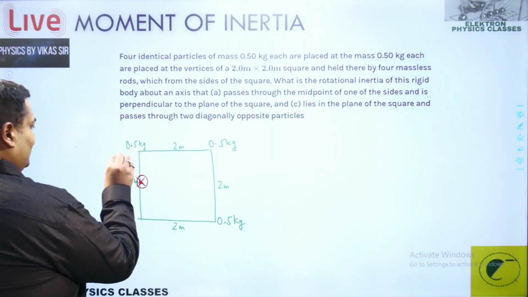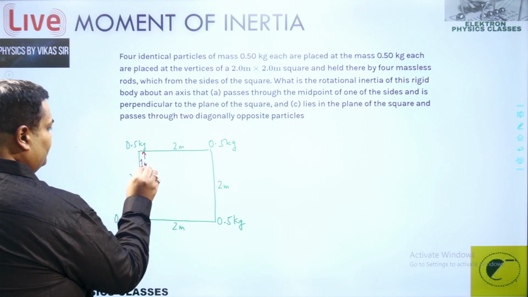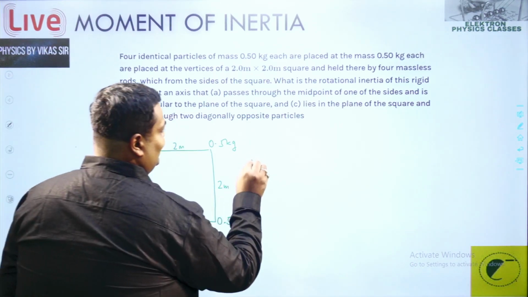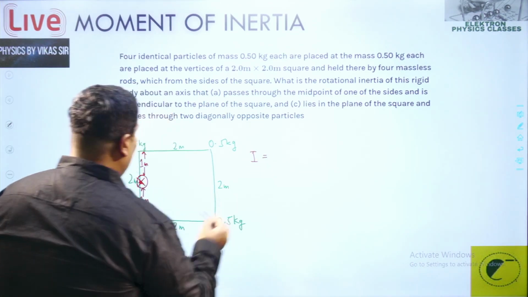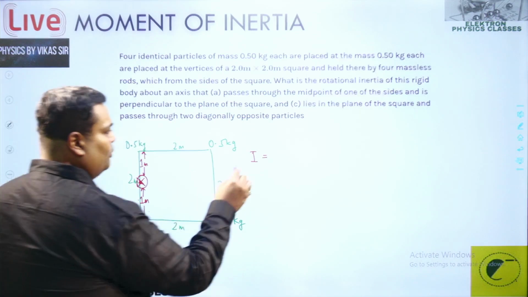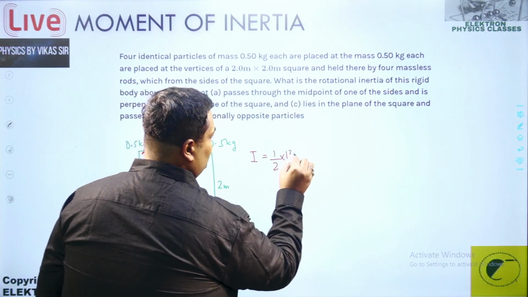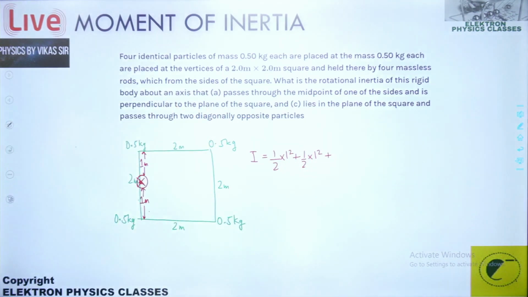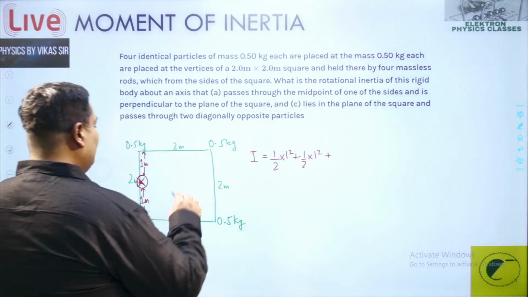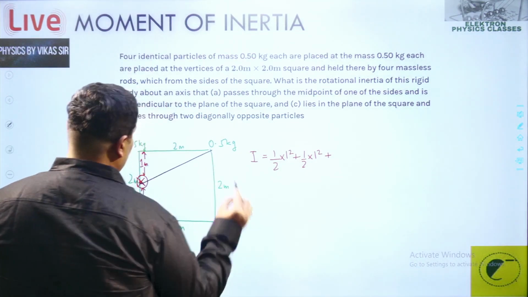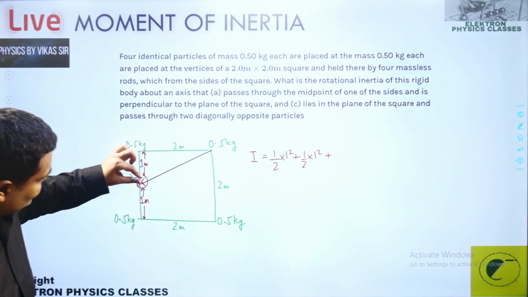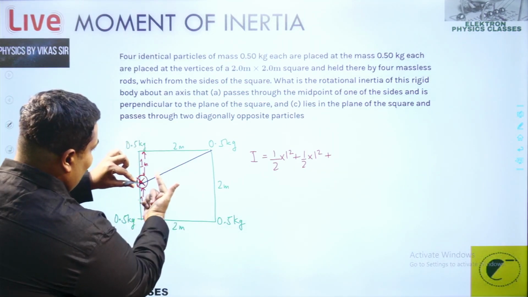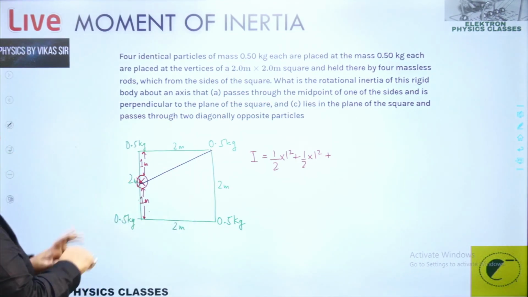The distance of this particle will be how much? That will be 1 meter. Distance of this particle will be how much? 1 meter. So if you write the moment of inertia, that becomes 0.5 into 1 square. 0.5 is half, so half into 1 square, and again half into 1 square for the second particle. And next for the third particle, the axis is here, and this will be the perpendicular distance, right? So that angle will be 90. So it's a perpendicular distance. And how do we find that?